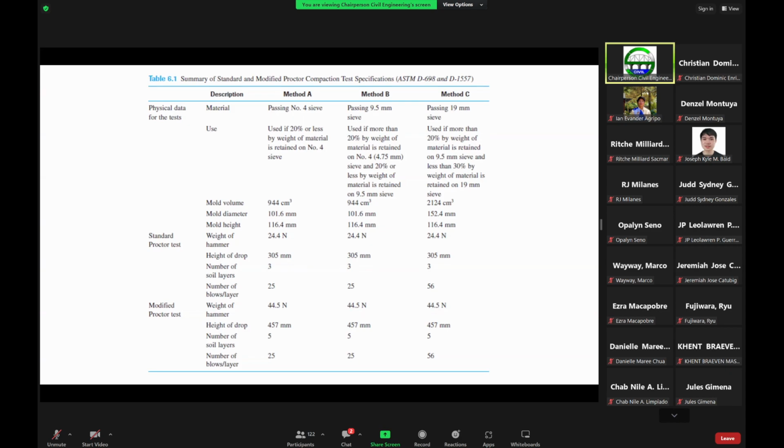So when you do a report, you must specify if you are using ASTM D698, method A or method B or method C, or if you're using ASTM D1557, that's the modified Proctor test, either methods A, B, or C.